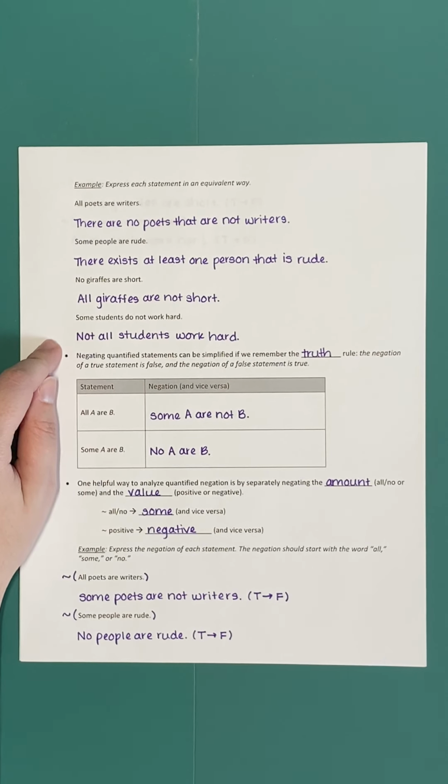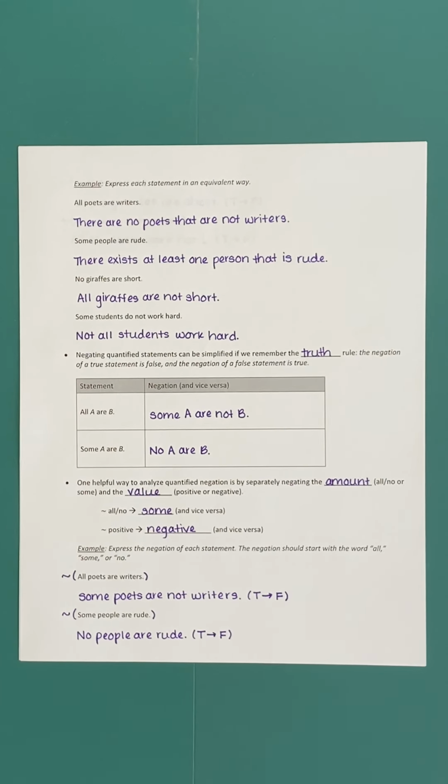Now, the other thing we want to talk about is how do we negate a quantified statement? It's not as simple as adding the word not. You can do that, but it's typically going to make the statement wordier than it needs to be. There's usually a more straightforward way to express the new negated statement.